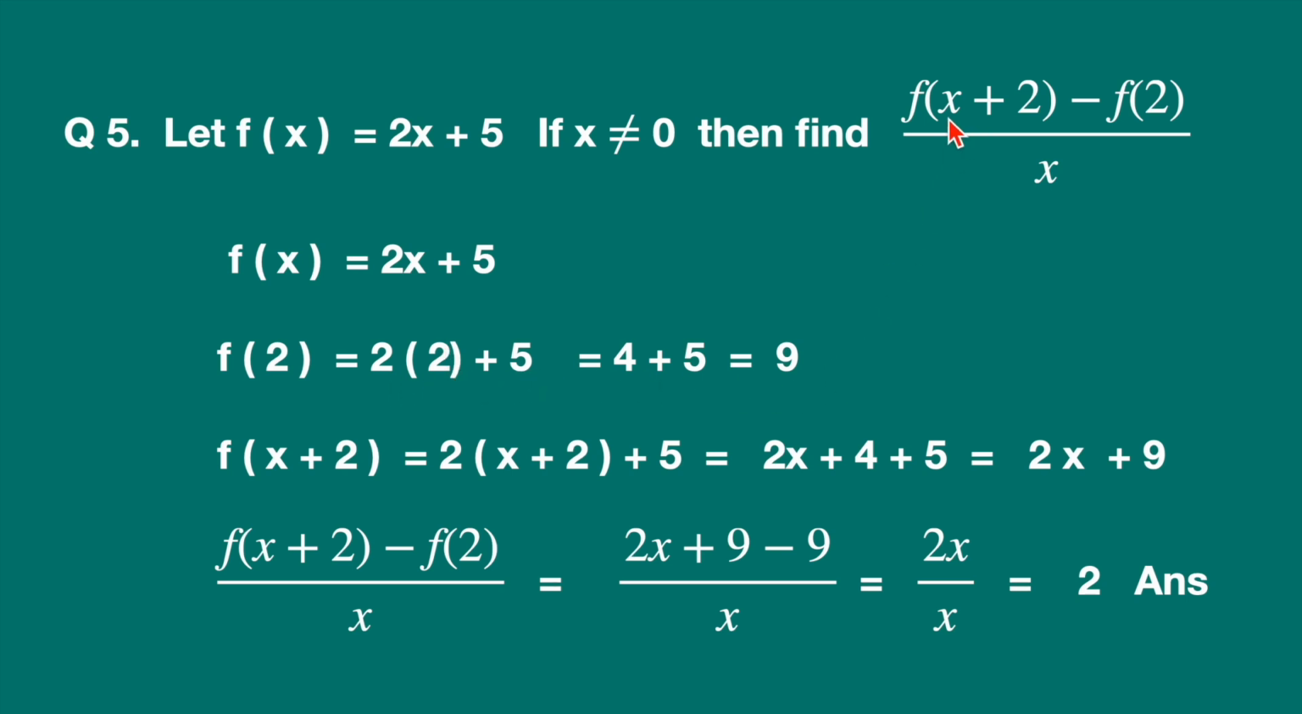Now substitute x plus 2 in place of x. So f of x plus 2 is equal to, put x plus 2 here. In the bracket, put it like this. Then open the bracket, 2x plus 4 plus 5, 2x plus 9. Now substitute these values in this expression. Write down the expression. f of x plus 2 is 2x plus 9. Write it down. Minus f of 2. f of 2 is 9. Write down 9. This will cancel. 2x upon x is equal to 2. This is the answer. Okay.